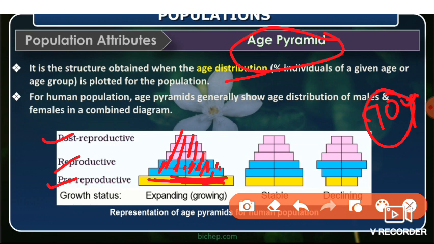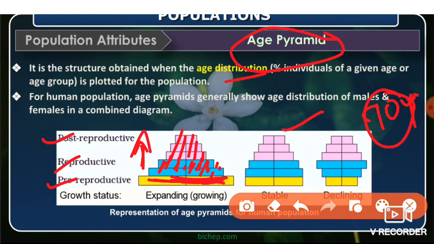Automatically the population will increase in number. Whatever the pre-reproductive individuals are there, they will come to the reproductive stage, and then after that post-reproductive. It means the population number goes on increasing here. This condition is happening in India only. For that reason there is an increase in the population.